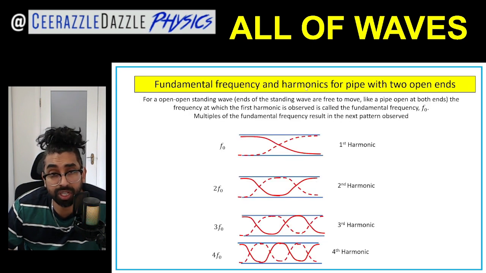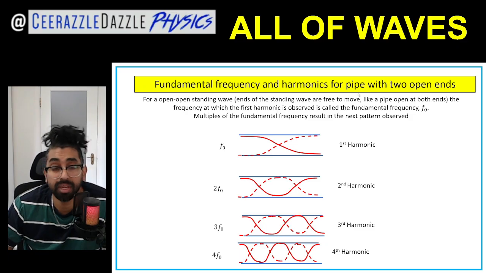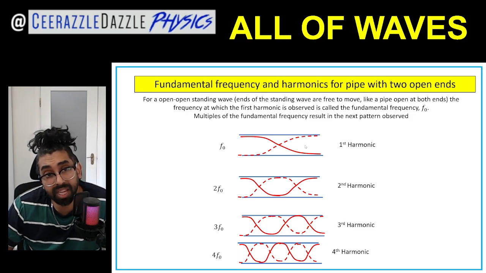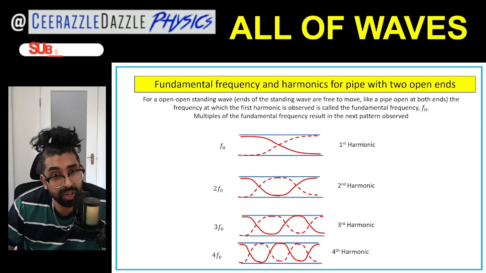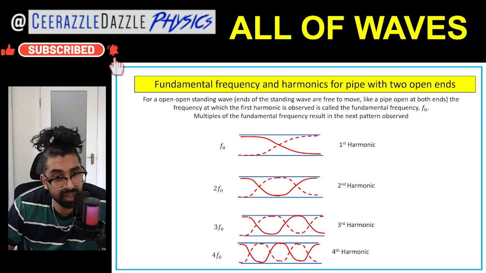Fundamental frequency and harmonics for pipes with two open ends. Let's say right now we have a pipe where both ends are open, not just one of them, both ends are open. What will happen is an antinode will be set up at the ends because the particles can rush in and out, and a node in between. So this is the first harmonic, this is what you will see. Second harmonic, third harmonic, and the fourth harmonic in this one.